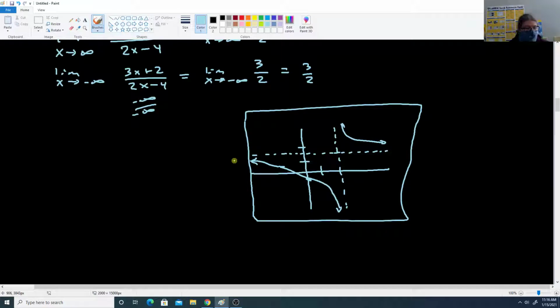Okay, so we're going to stop there. That wraps up the sections. So that is section 4.